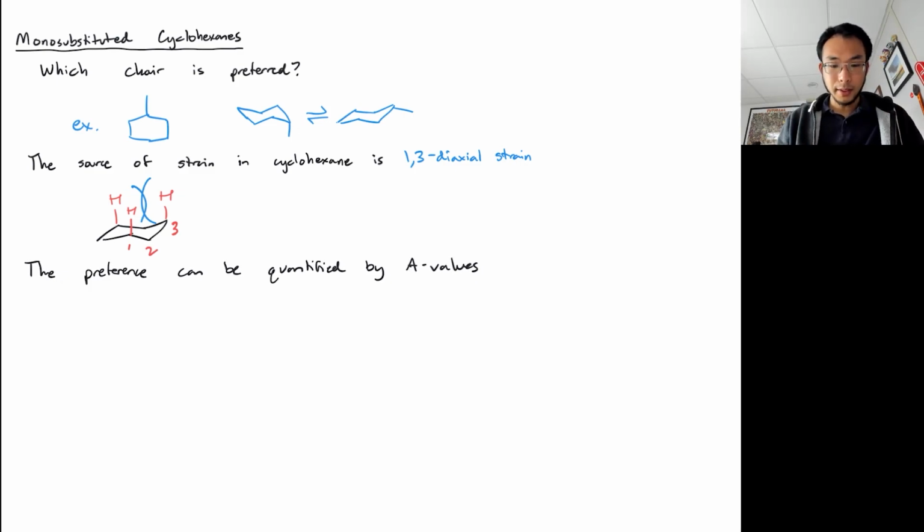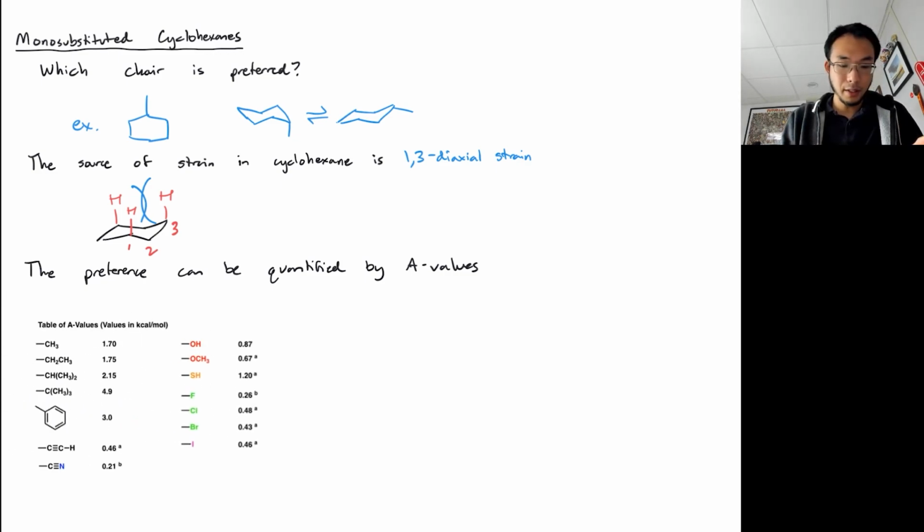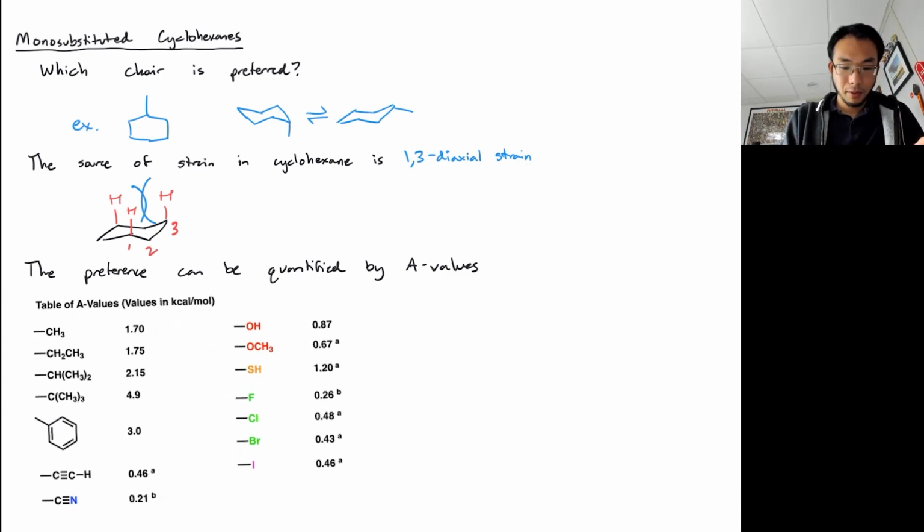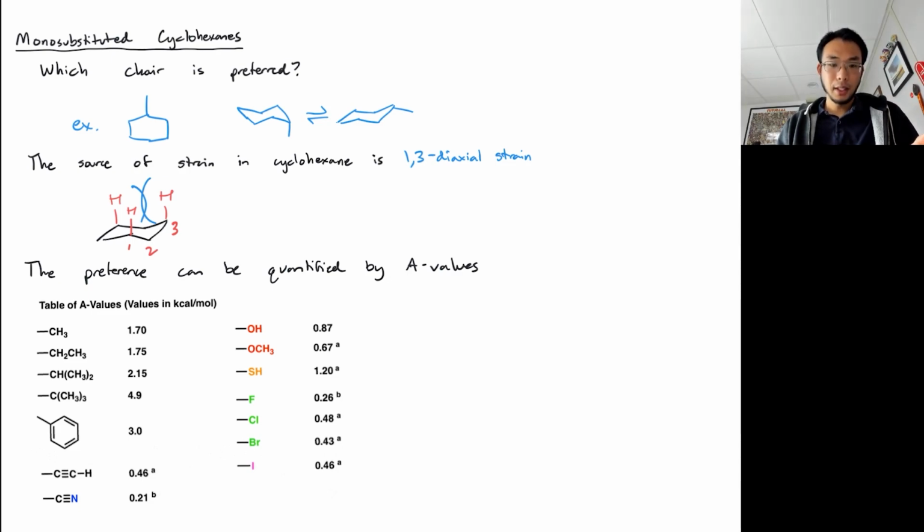Naturally, because of this, different sizes of groups being axial will lead to different amounts of strain, and that should lead to different amounts of preference. You can sum up all of this and quantify it using what's called an A value. So I'll pull up a table here. In this table of A values, what you're looking at is a number that's trying to quantify how much more stable the equatorial chair form is than the axial chair form, given a certain substituent on the cyclohexane ring.